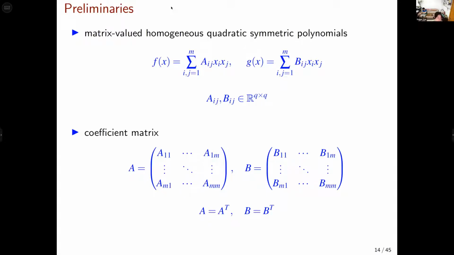Similar to the commutative case, we can also define the coefficient matrix for f and g. We always use A and B to denote the coefficient matrices of f and g. We assume f and g are symmetric, so the coefficient matrices A and B are also symmetric.